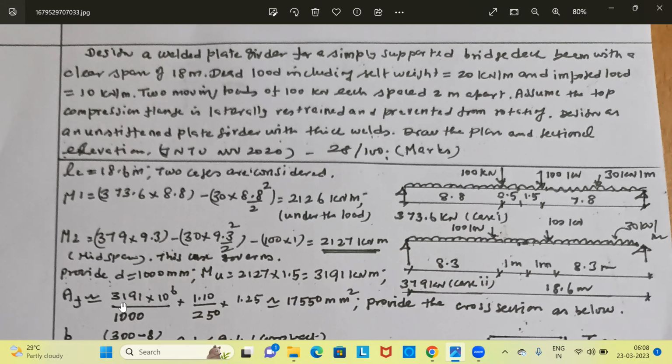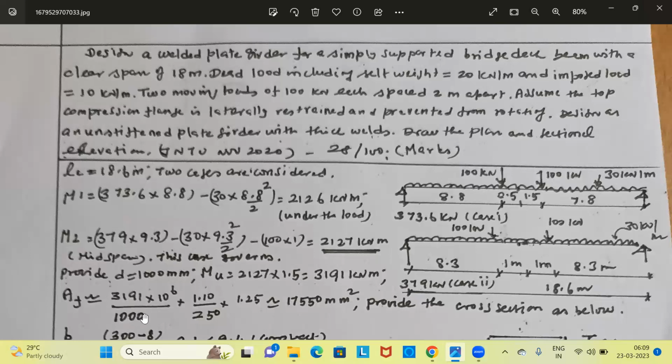The total bending moment is the basis of the equation for approximate flange area. 3191 is the bending moment in kilonewton meter. For getting it in Newton meter, multiply this by 10 power 6. I have told the web depth is 1000 mm. So the lever arm will be 1000 plus the thickness of the plate. But approximately the lever arm can be taken as 1000 mm. That is why I have written this approximation.